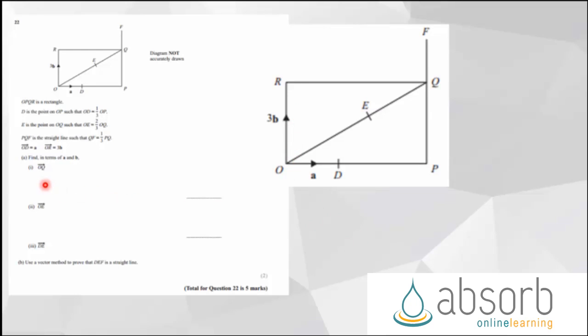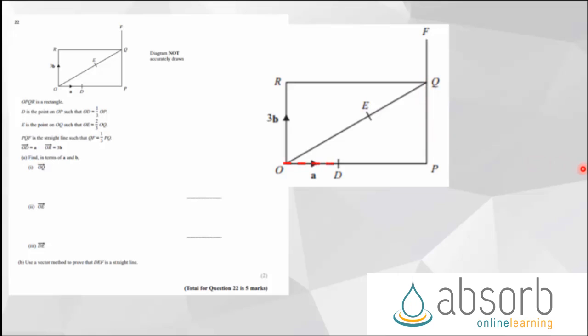The first bit we're asked to work out is the vector OQ. That's from here to there. We don't have any diagonal information, but that doesn't matter. In vectors, what matters is where you start and where you end up. It doesn't matter how you get there. I could go this way and along there, or I could go this way and up there. It doesn't particularly matter which way I go. I will still end up at the same place and with the same vector.